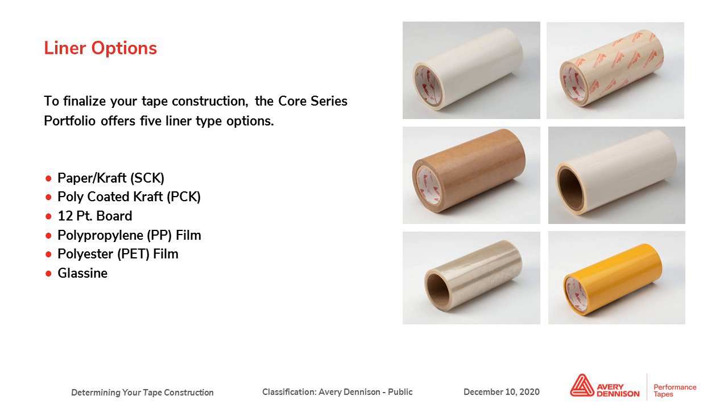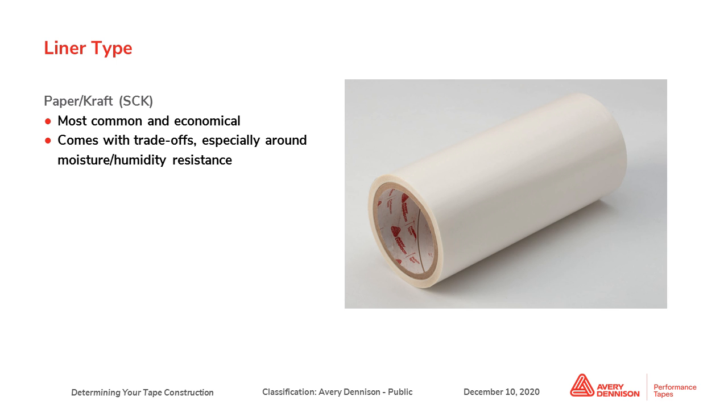So we have a variety of liner options available in the core series. There's going to be paper or craft, also known as SCK. We'll have polycoated craft, PCK, 12-point board, which is the middle on the left there. It looks like cardboard. And we have polypropylene film, the middle right. And then in the bottom left, we have polyester film. Again, that's a clear version of it. There sometimes are white versions, but in the core series, it's primarily going to be clear. And then finally, we have glassine there in the bottom right, that yellow-looking one. So we'll take you through each of those.